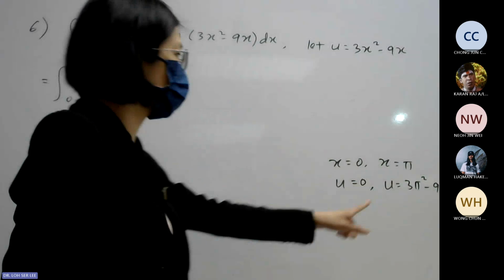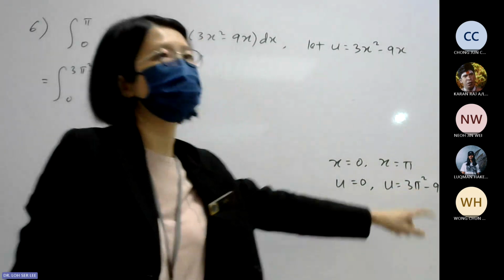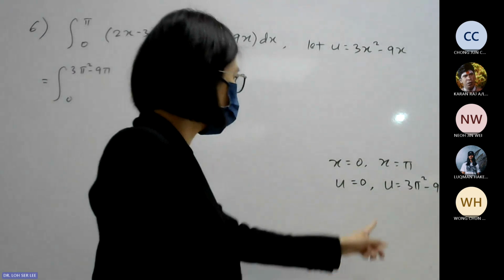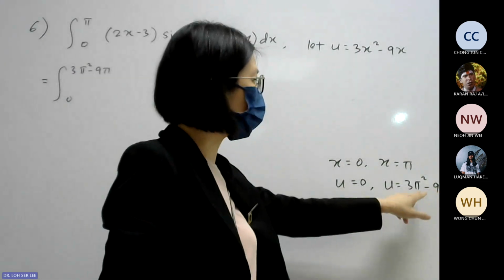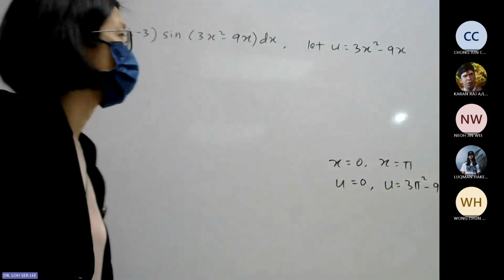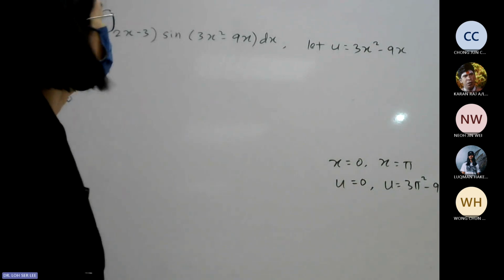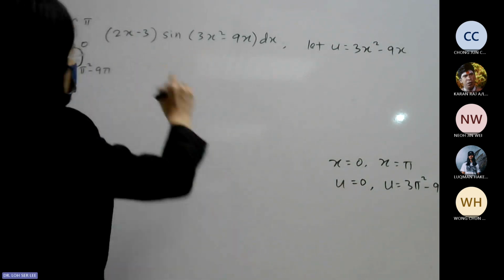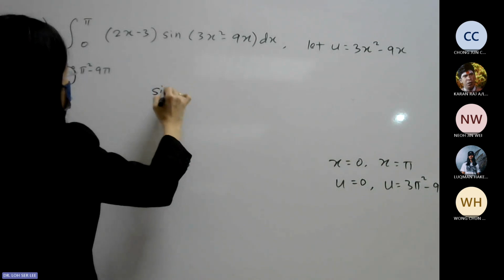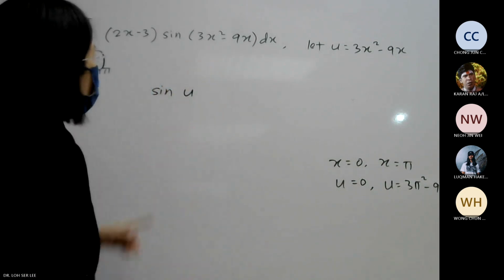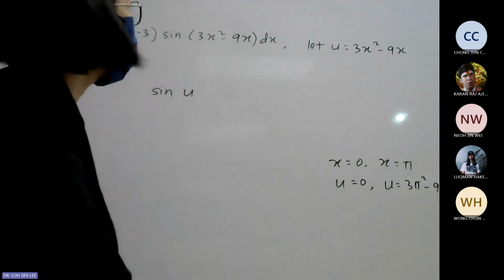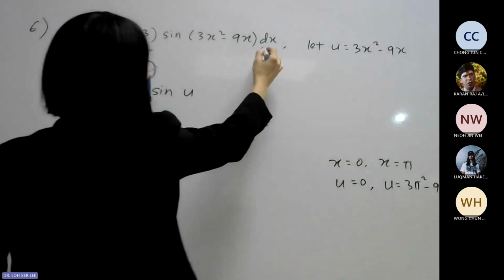This one you can also change into 4 decimal places. Because I didn't bring my calculator, I just leave it in this form. So you can also use 4 decimal places for it. So this one, this is your sine u. So we still need this one and this one.